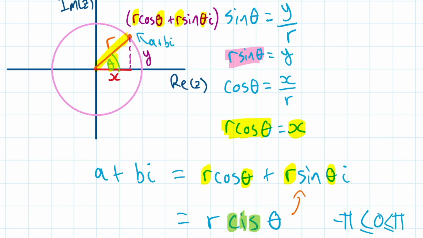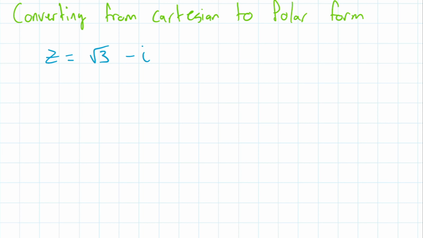It's also important to note that r is typically referred to as the modulus, and theta is typically referred to as the argument. As a result, this is sometimes referred to as modulus argument form, or we could have questions that specify what is the argument of the complex number. If the question asks for the argument, we give the angle the complex number makes with the real axis in my Argand diagram. Okay, let's look at converting from Cartesian form to polar form.